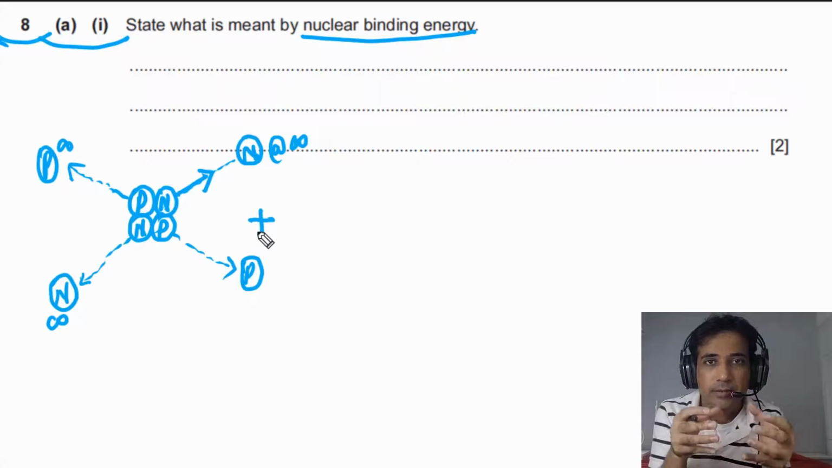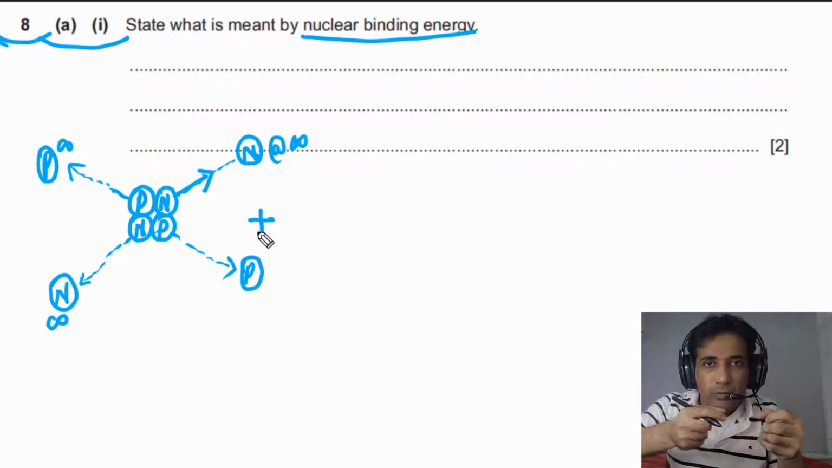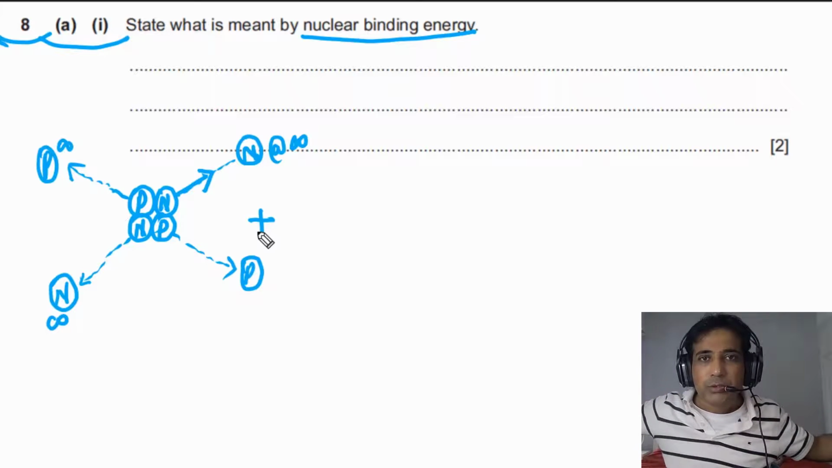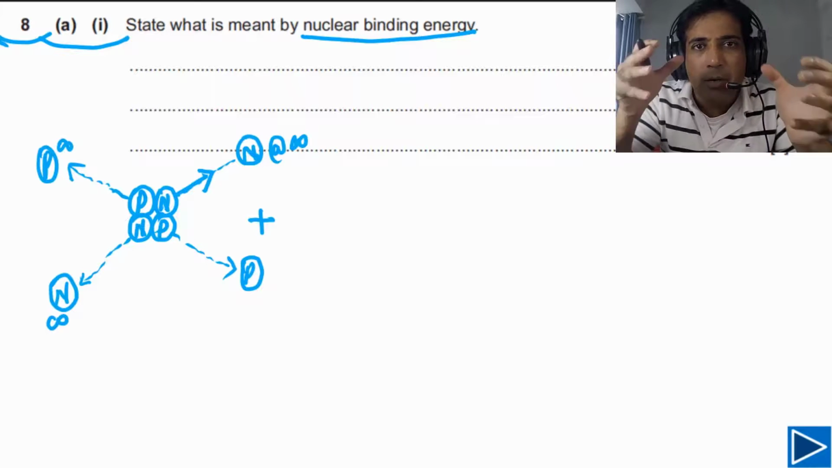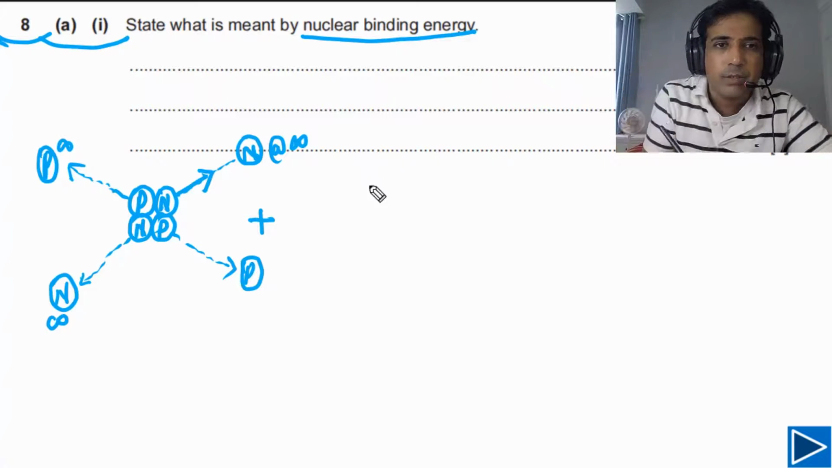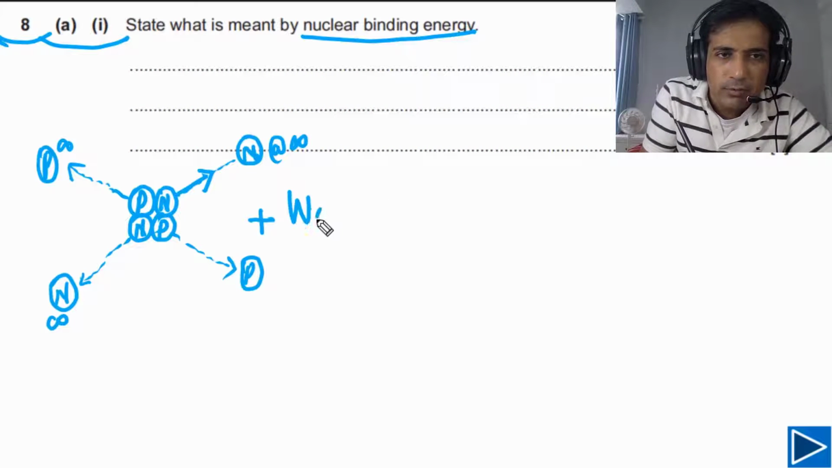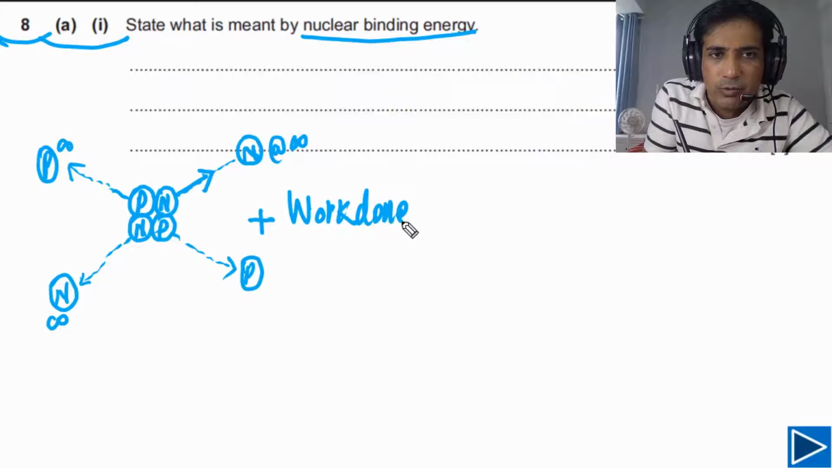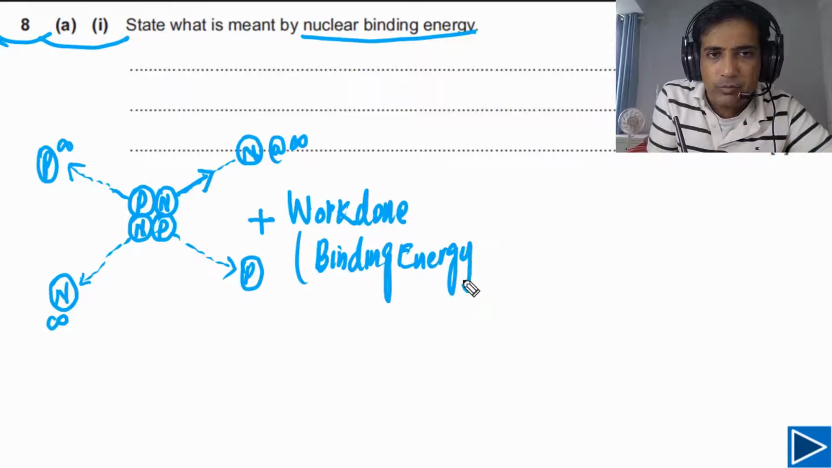It simply means that much energy we have given to these nucleons to separate them. In this case, the amount of work done to separate these nucleons is equal to the binding energy of this nucleus. So we can say the work done by the external agent is equal to the binding energy.